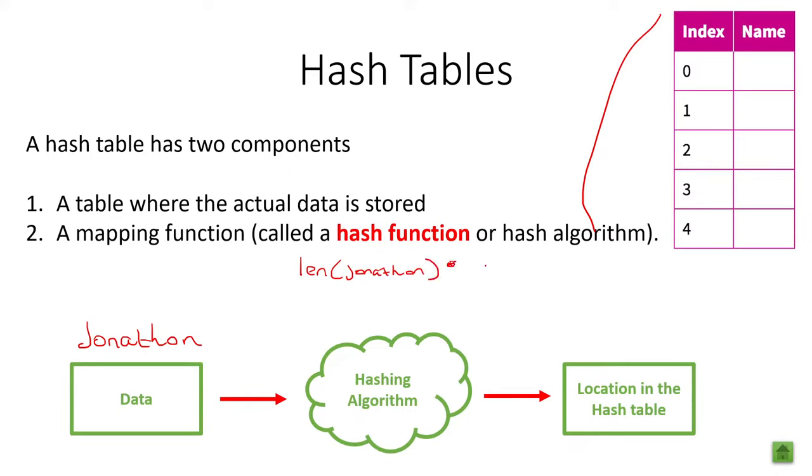And then multiply that by 6, for example. Okay, so that's my hashing algorithm. Not great, probably the worst one in the world. Let's go, Jonathan is 1, 2, 3, 4, 5, 6, 7, 8. Right, so I've got 8. So the length of Jonathan is going to be 8. And then what we do is we just times it by 6. So 8 times 6 is 48.